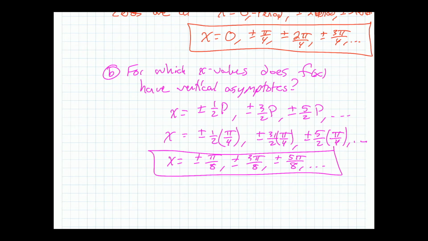So if you compare the two sets of x values here and here, you see that they're just alternating. You have 0, and then pi over 8, and then pi over 4, and then 3 pi over 8, and then pi over 2, and then 5 pi over 8. That's how they increase in magnitude. So they just alternate between them, and if you marked them on the axis between asymptote and 0.